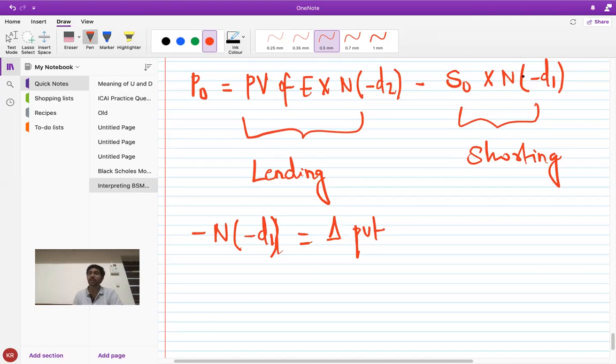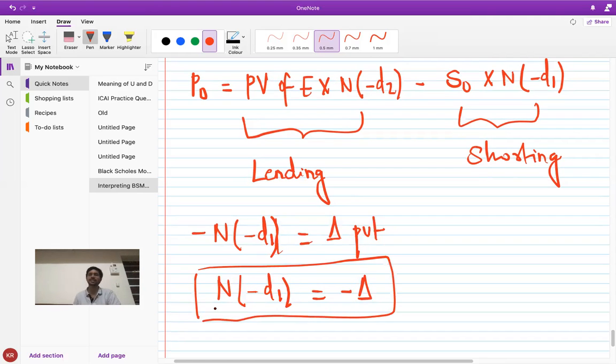Here we are actually shorting N of minus D1 units. If N of minus D1 is the delta of a put option, then N of minus D1 is equal to minus delta, right? I'm just taking the negative sign from here to the RHS. So N of minus D1 is equal to minus delta. And over here you're basically multiplying S by N of minus D1, where N of minus D1 refers to nothing but minus delta.